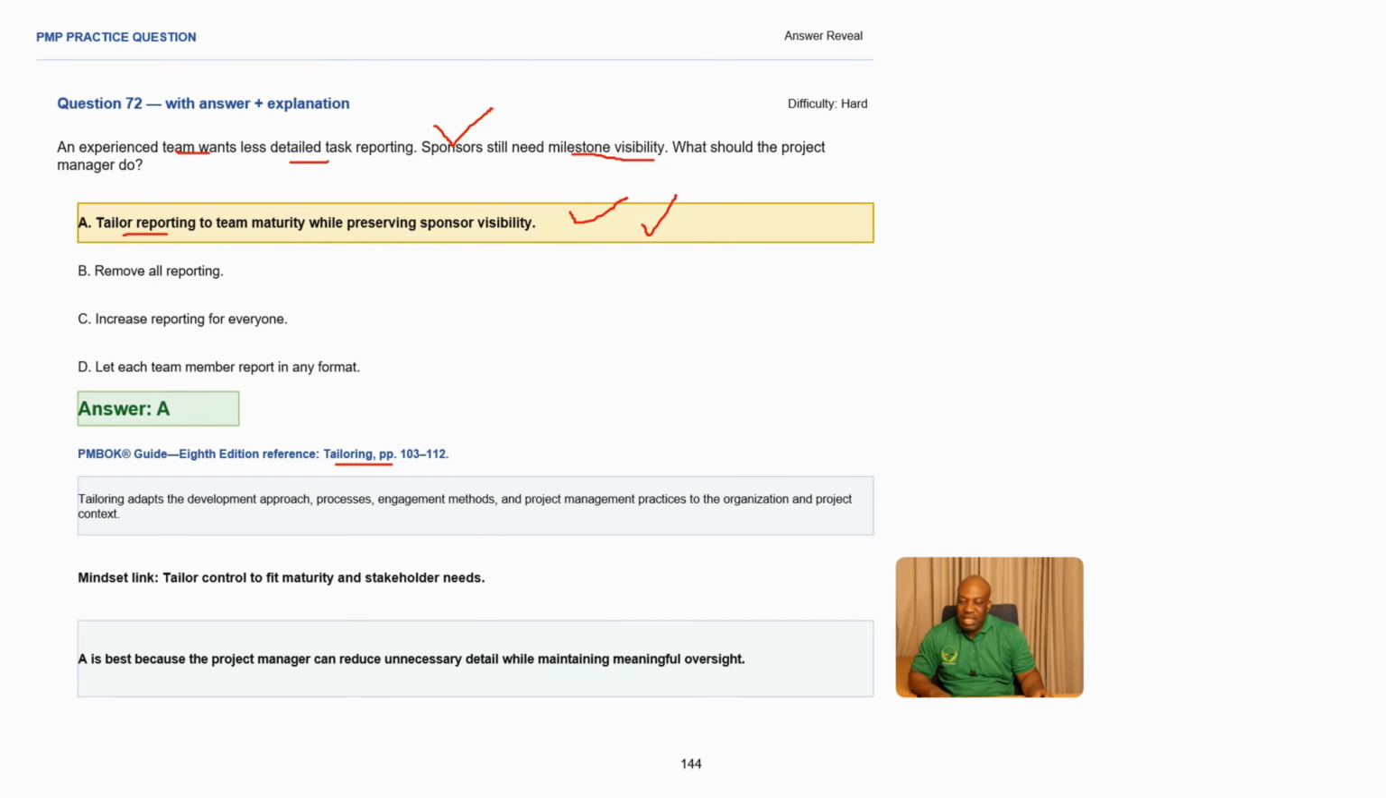Also, the best mindset that you can use to answer this is you need to tailor control to fit maturity and also stakeholder needs. This is a very important mindset. Tailoring is very important in every environment, whether it's communication, documentation, reporting, and so on. It has to be tailored according to the stakeholders and the needs. Making A the best answer because the project manager can reduce unnecessary detail while maintaining meaningful oversight.